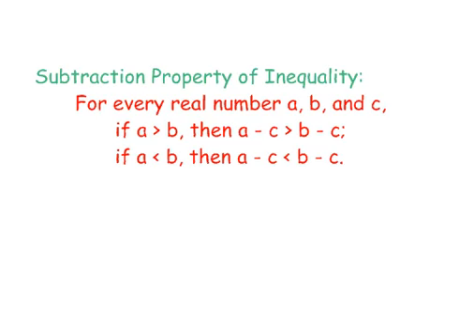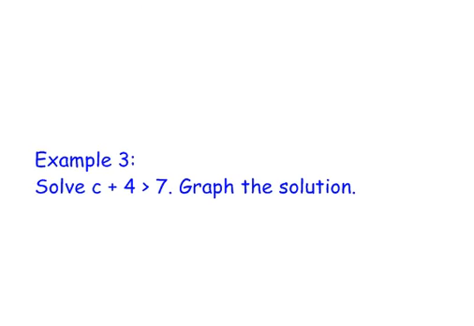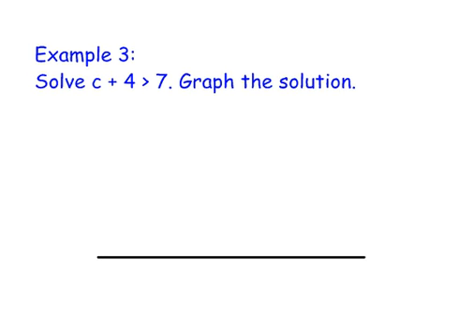We're going to do one more example, and this time we're going to be using subtraction. And I think we've all got the concept by now because it's just like an equation. So we're going to take C plus 4 is greater than 7, and we're going to solve for C. The way we do that is we subtract 4 from both sides. So that's gone. We get C is greater than 3. See, that sign did not change.